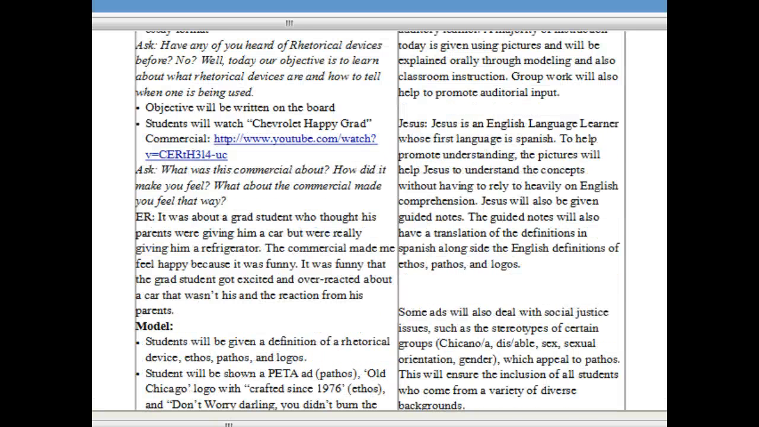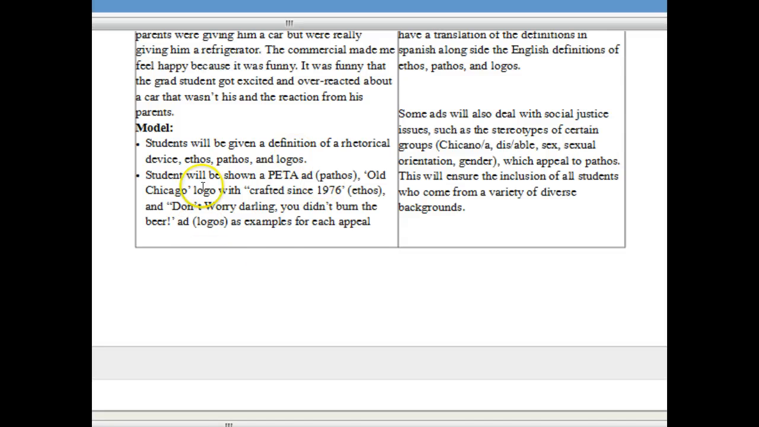Okay, ER for expected response, great. It's about a student, parents, and so on. And then you're going to move on to modeling that, right? Giving them a definition, showing them the PETA ad, that's pathos. Chicago ad, ethos, right? Nicely done, okay.